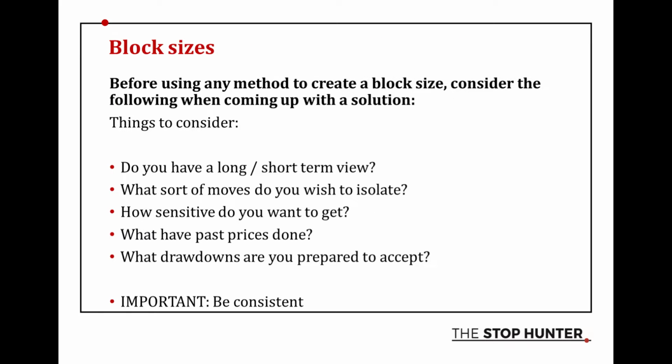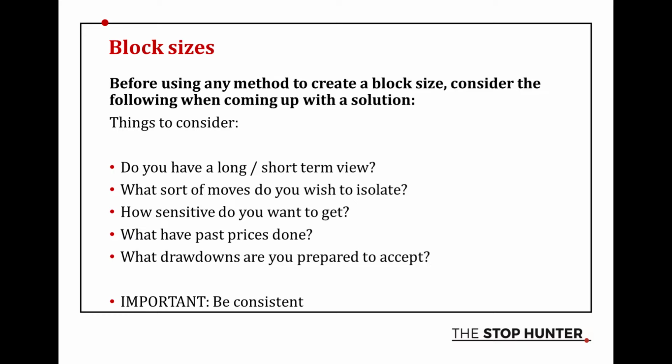So we've said that adding in volatility and using a methodology like ATR is key to getting the right brick size for a Renko chart, but you've also got to consider some other key factors when coming up with your strategy. Are you going long or short? What sort of moves do you wish to isolate? Remember I said about the different sizes of bricks. How sensitive do you want to get? What have past prices done? What drawdowns are you prepared to accept?